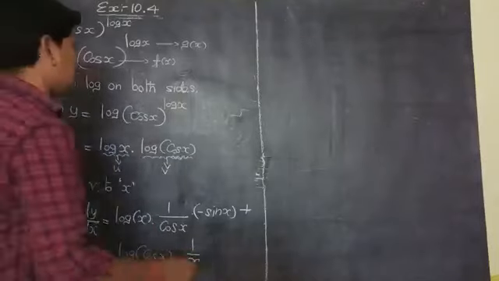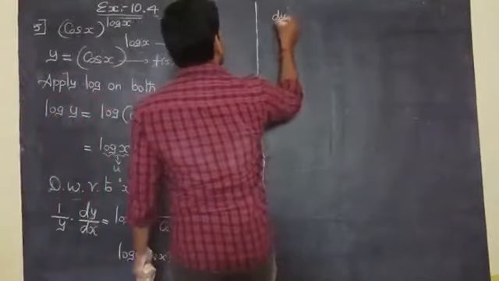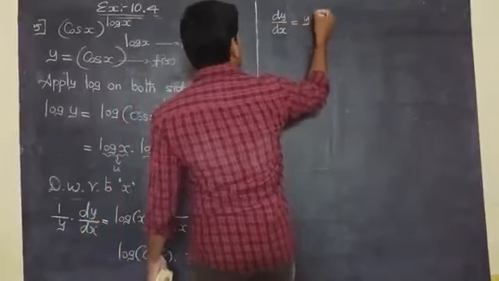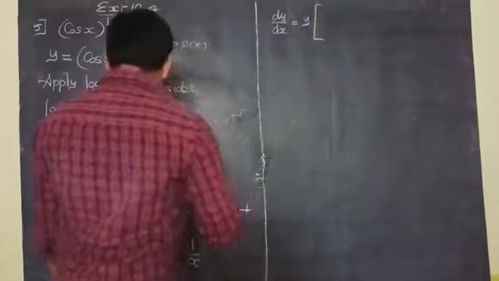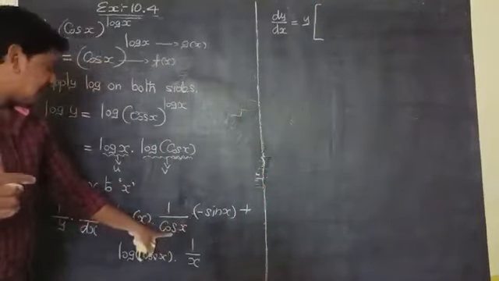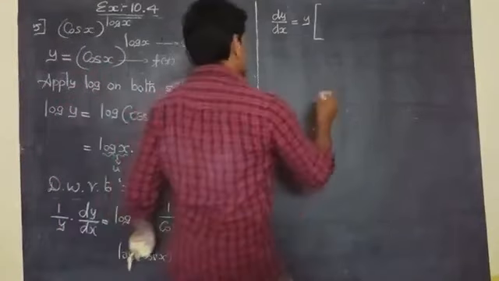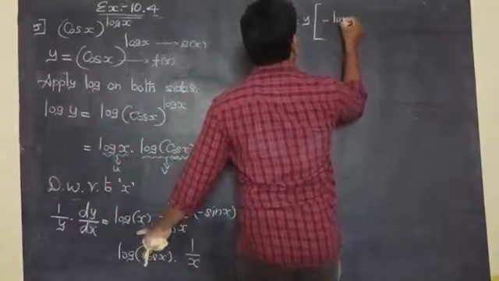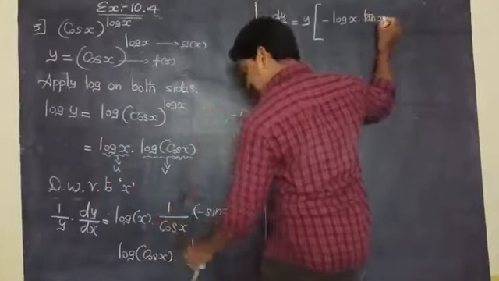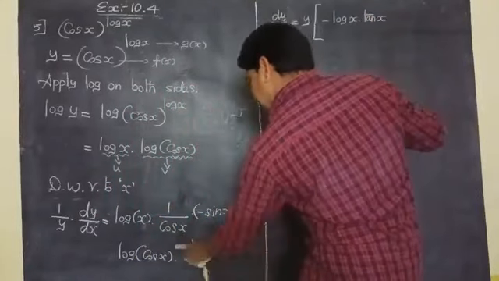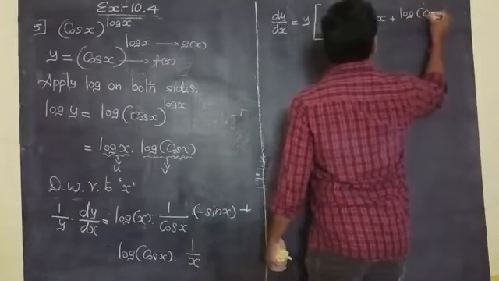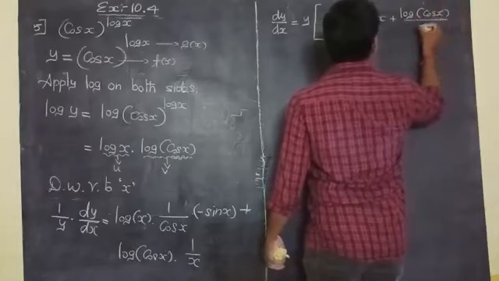Now dy by dx, which is equal to y into, here minus sin x divided by cos x, that is tan x. Log x into tan x minus log x into tan x. In the second term, plus log of cos x divided by x.